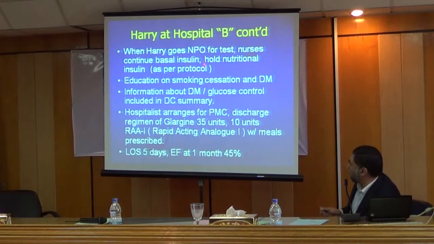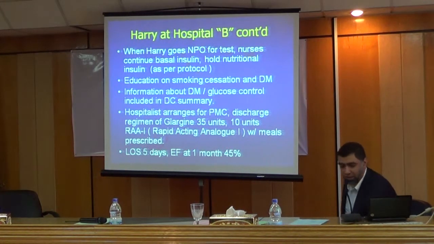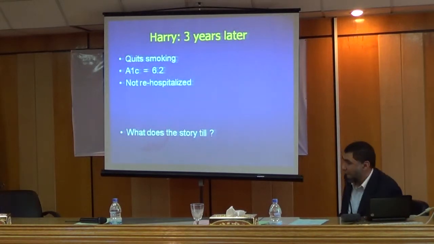When Harry goes NPO for a test, nurses continue basal insulin and hold nutritional insulin as per protocol. Education on smoking cessation and diabetes mellitus, information about DM and glucose control included in the discharge summary. Hospitalists arranged for family medicine, discharge regimen of Lantus 35 and 8 units rapid-acting analog with meals. Length of stay was 5 days. Ejection fraction at 1 month was 45%. Harry, 3 years later: quit smoking, A1C 6.2, not re-hospitalized.